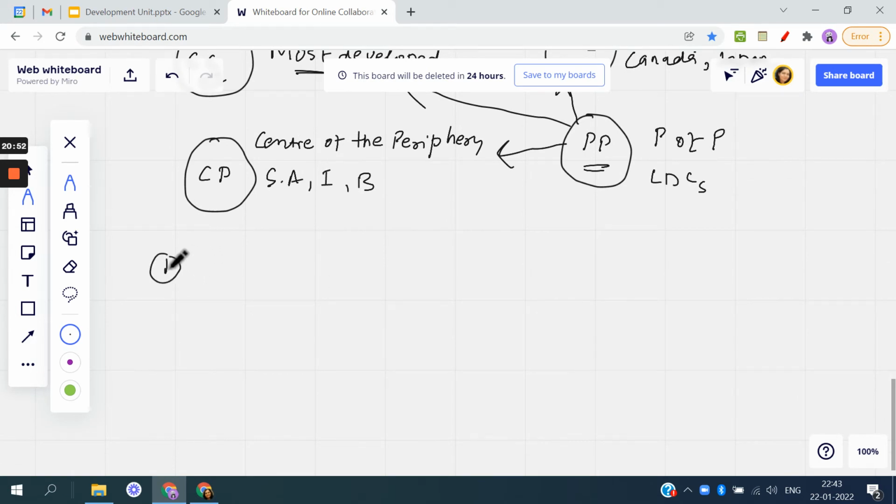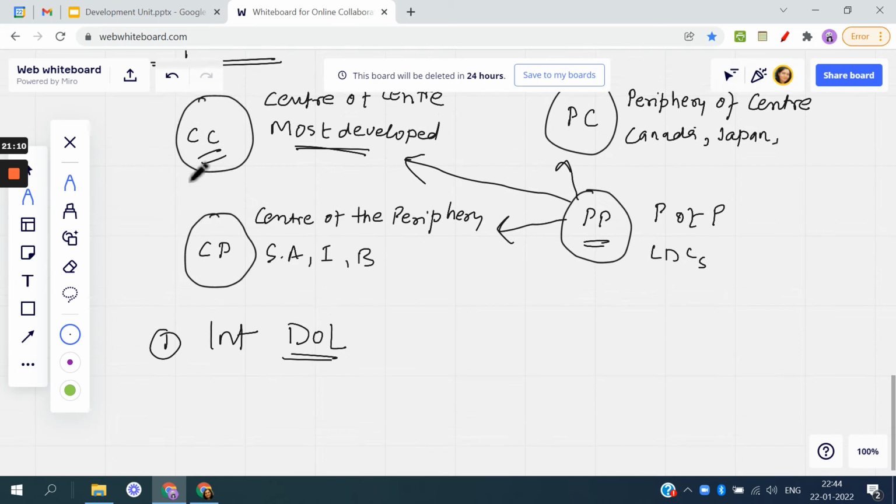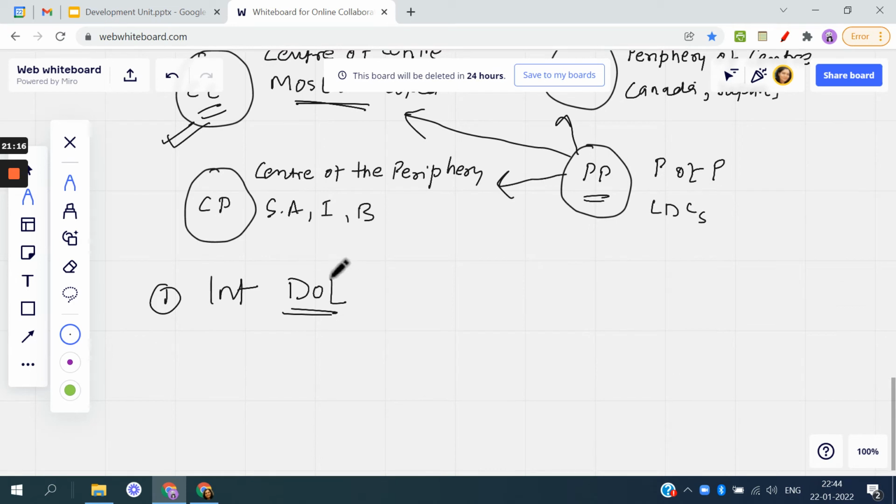Number one assumption is international division of labor, DOL, division of labor amongst these countries. What is this international division of labor? The center of the center dominates the peripheries' resources, agriculture, and cheap labor, right? So these countries are providing agriculture or resources or cheap labor. This is how the circle goes on, where the division of labor has been created in this kind of model. Fair enough?